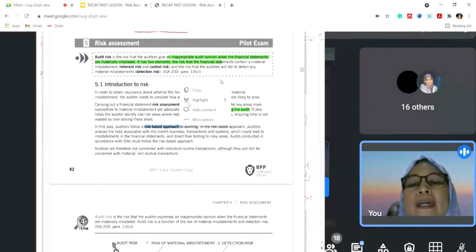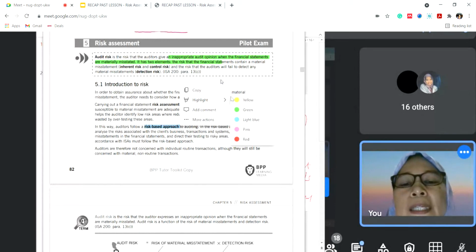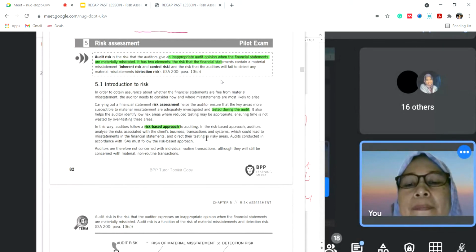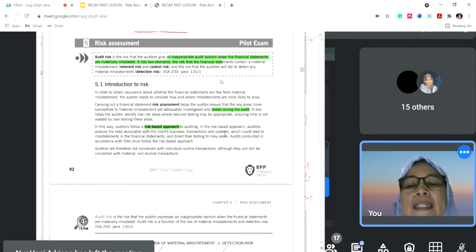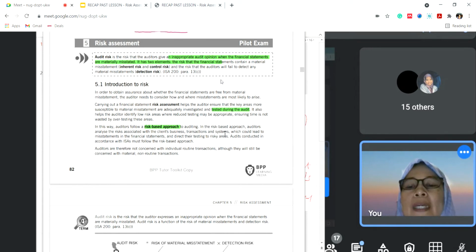Just now you looked at what the risk-based approach is. The auditor analyzes the risk associated with the client's business, transactions and systems. First they have to understand the client's business and industry, then understand their information system, and then perform their tests. That is the risk-based approach.